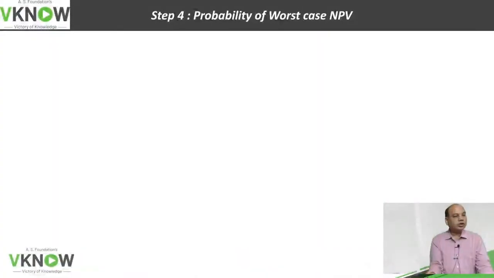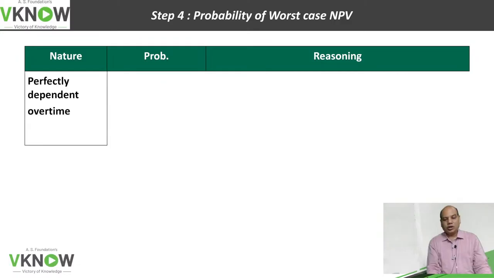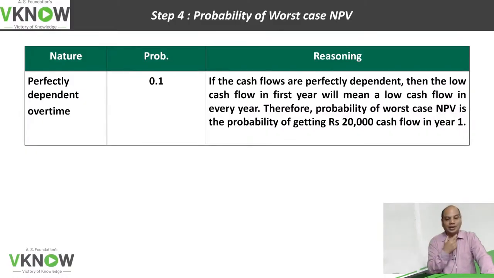So write down probability of worst case NPV. 3 columns we will draw: first column nature, second column probability, third column reasoning. Under nature write down perfectly dependent over time. Under that write down probability is 0.1. Because if they are perfectly correlated over time, then whatever cash flow you'll get in the first year, you'll get the same cash flow in the remaining years. Reason, write down.